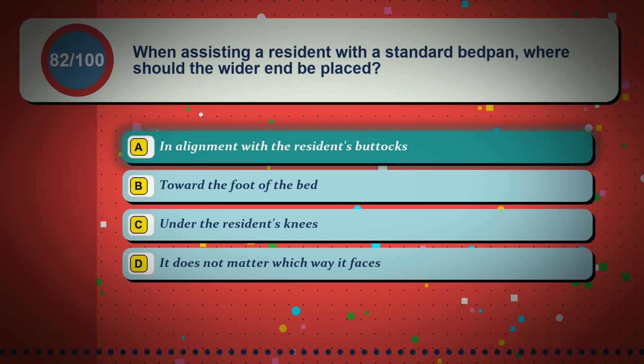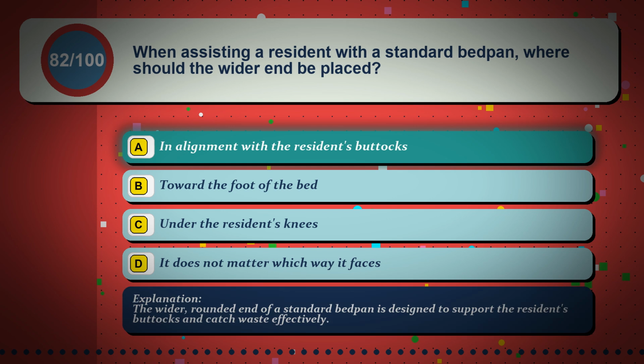The correct answer is option A. In alignment with the resident's buttocks. The wider, rounded end of a standard bedpan is designed to support the resident's buttocks and catch waste effectively.